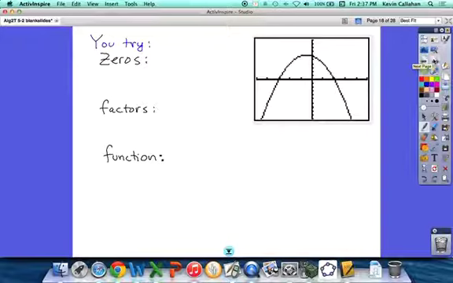Okay, so do this one. Turn those into zeros and factors and functions.